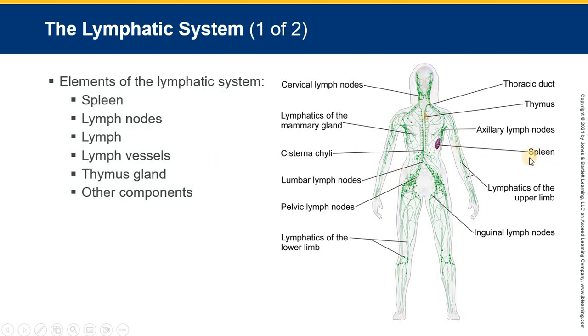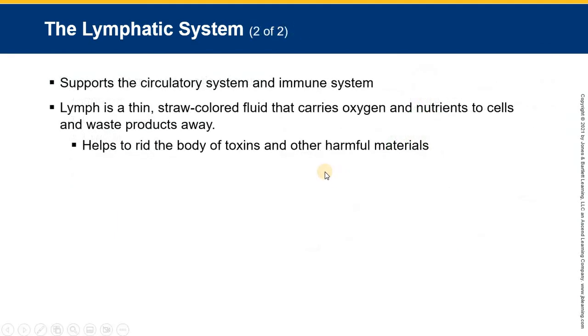There's several other things besides your spleen. There's something called a thymus, which basically doesn't exist anymore in adults. Your thymus will actually help your white blood cells to mature when you're a child. Like I said, there is this thin straw-colored fluid here. It carries oxygen, nutrients to cells, and waste products away from them. It helps to rid toxins and other harmful material from your body so that your body can actually excrete this stuff.